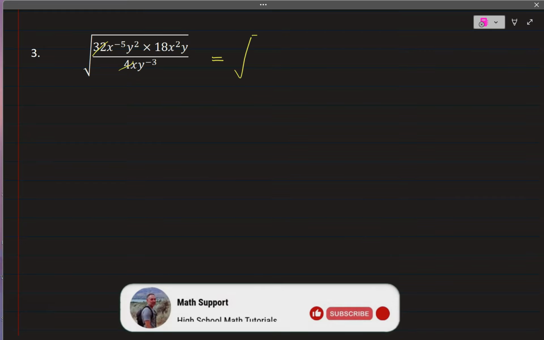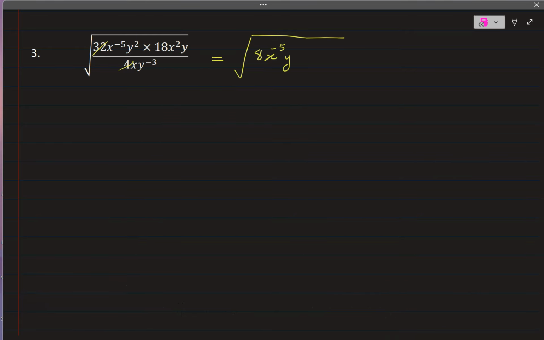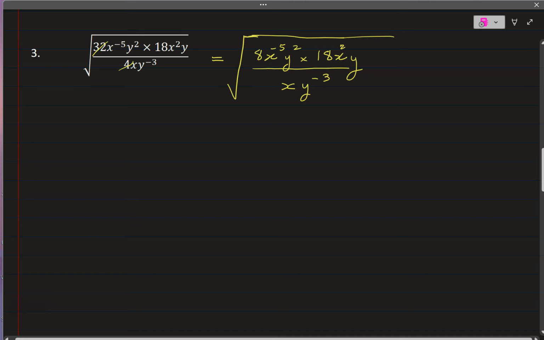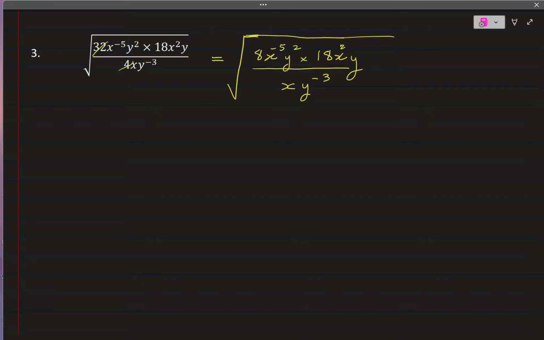So I'm going to rewrite this as 8 times x to the negative 5 y squared times 18x squared y, all over x y to the negative 3. And I have to make sure that the square root is covering everything. All right, now that we have this, we can go ahead and simplify as much as we can, and then we can deal with the multiplication and everything.